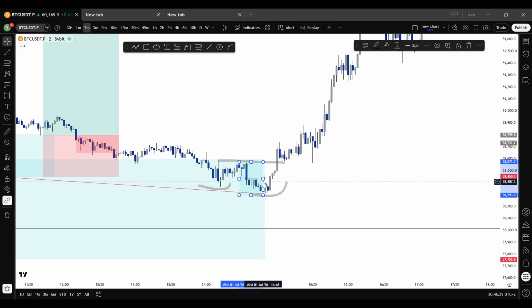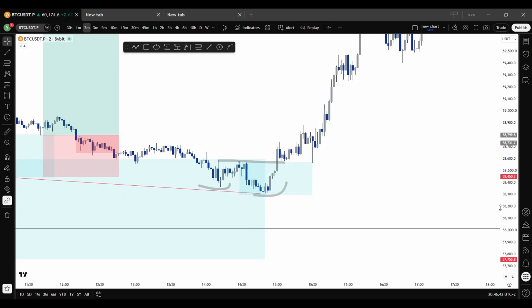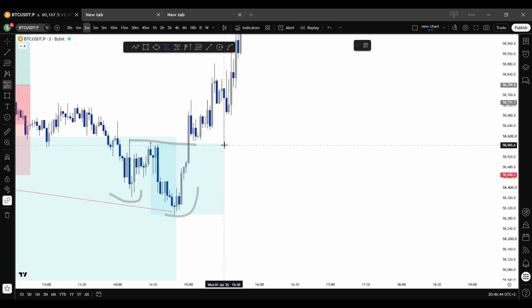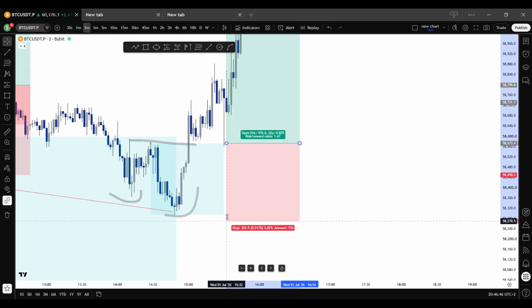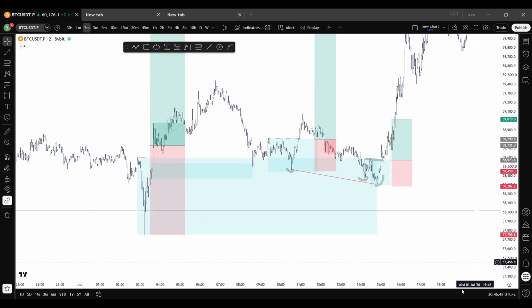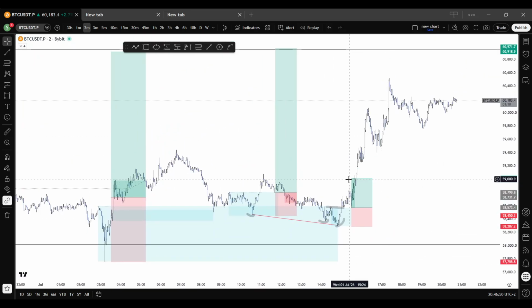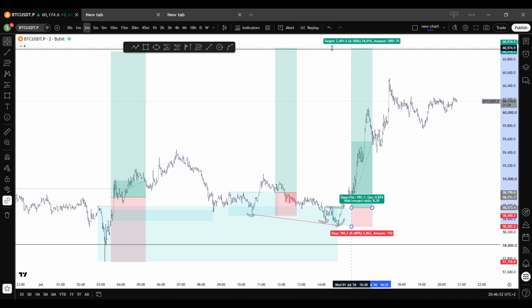Why not put the limit order here? Because we have a really clean inefficiency in the low time frame. So that's basically what I did. I put my limit around here, and then I'm currently targeting this high for my TP1.